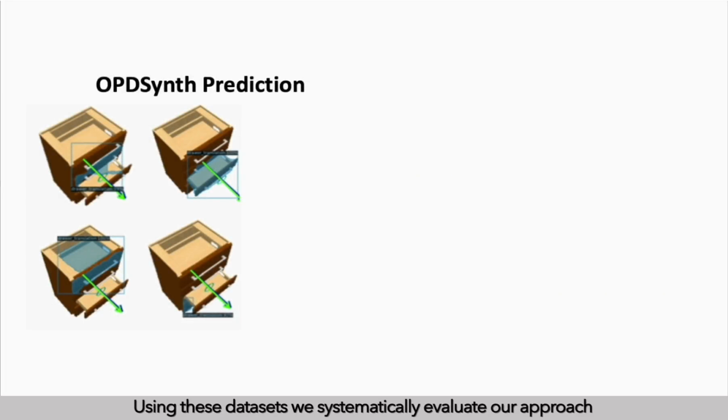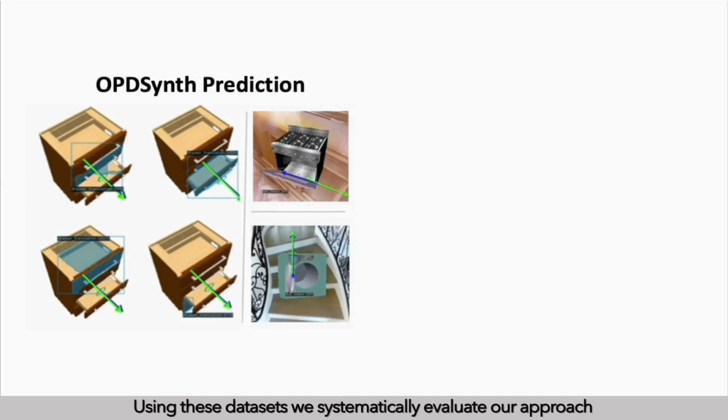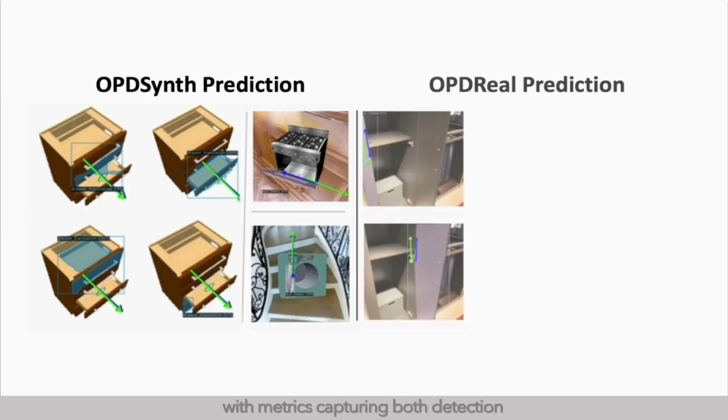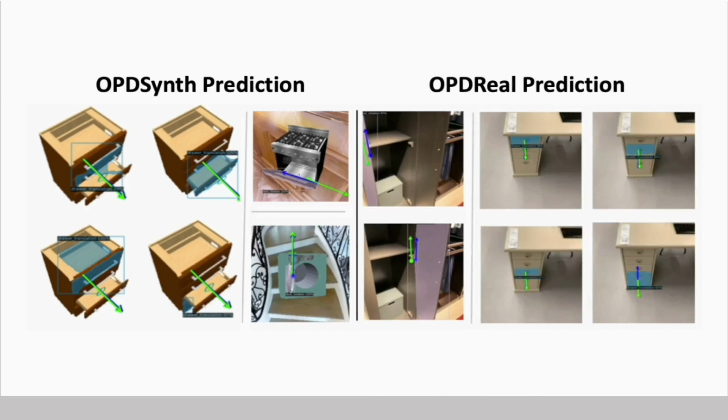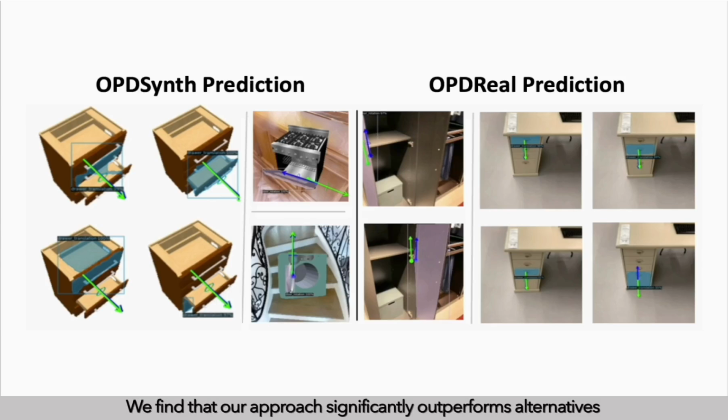Using these datasets, we systematically evaluate our approach against baselines and prior work, with metrics capturing both detection and motion parameter estimation performance. We find that our approach significantly outperforms alternatives, especially for accurate motion parameter estimation across diverse object categories.